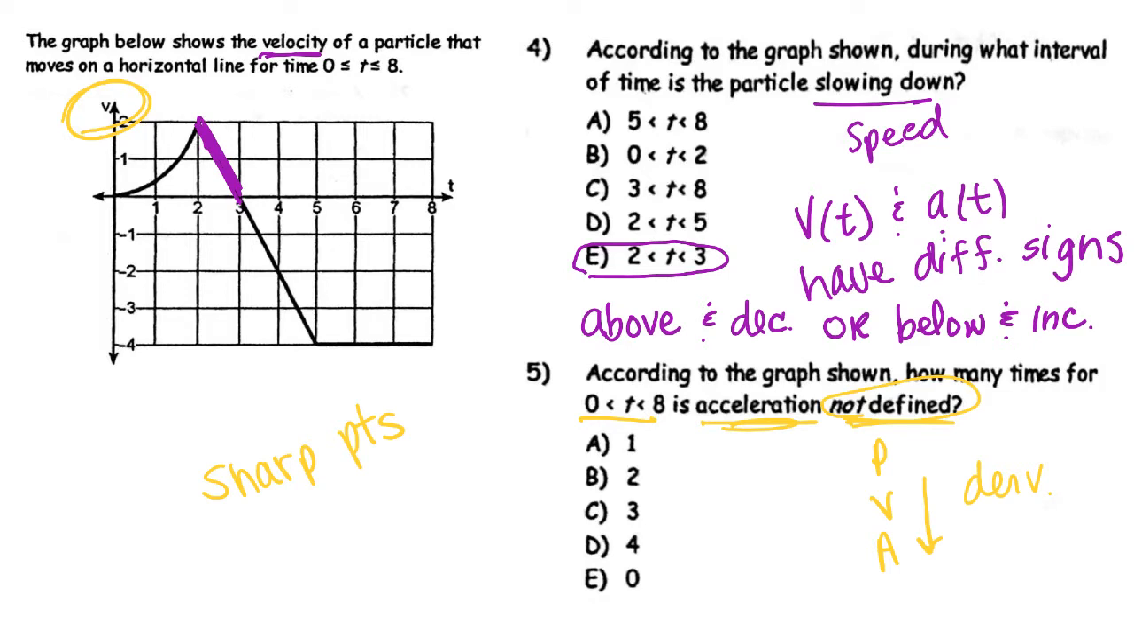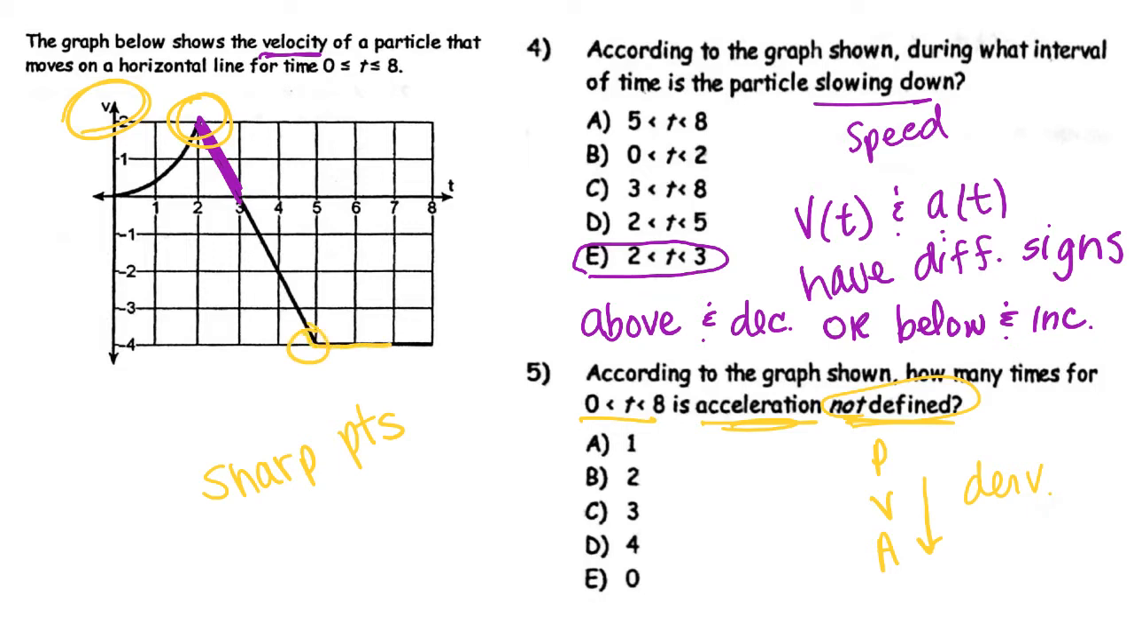And so looking at our graph, we see that we have a couple of places where we're not going to have v prime or the acceleration defined. One sharp point would be up here and down here. Now this graph does continue here.